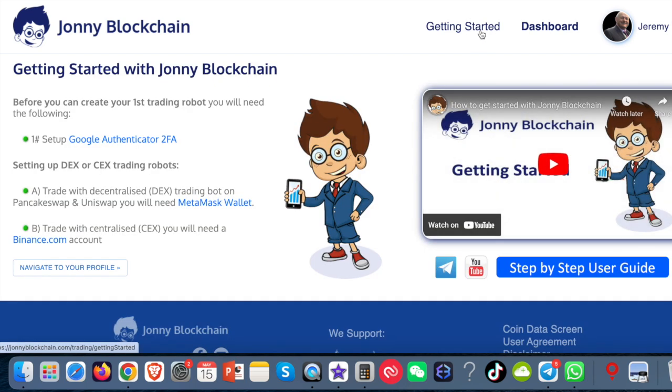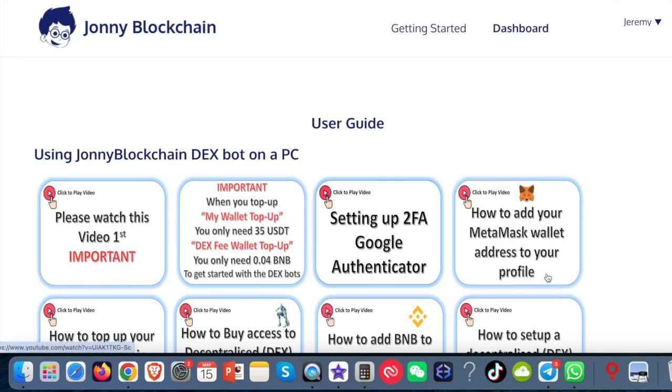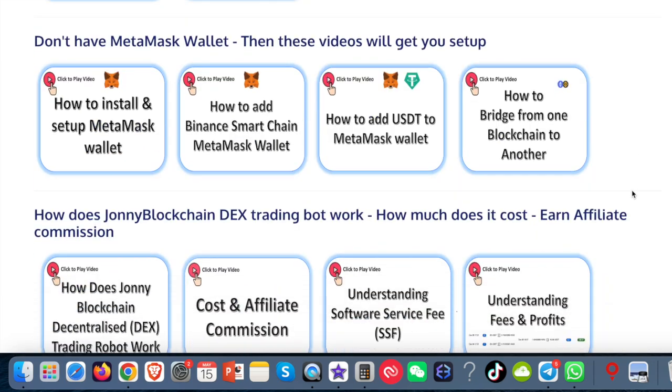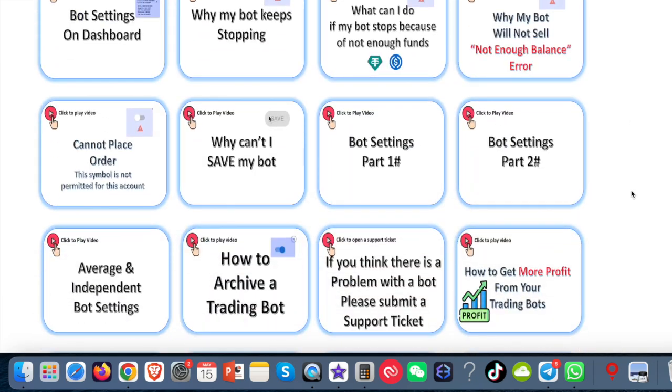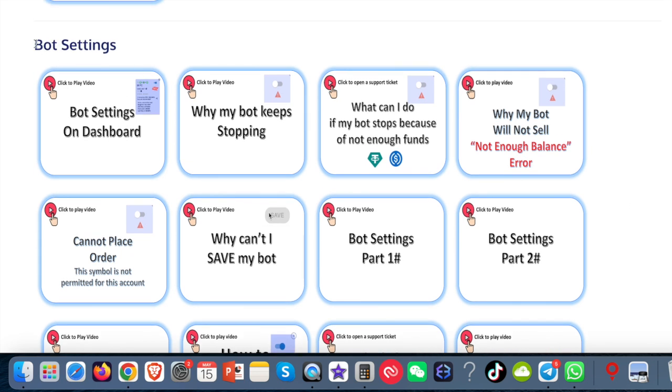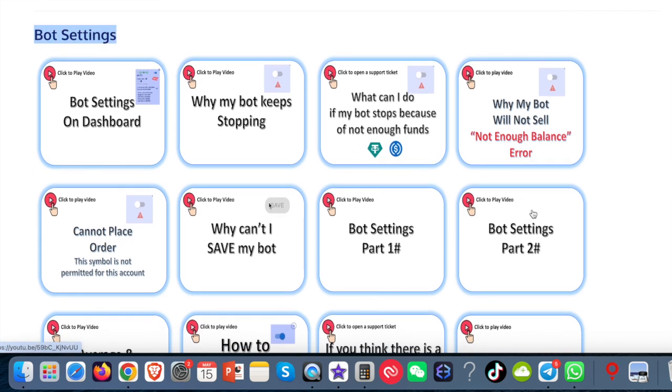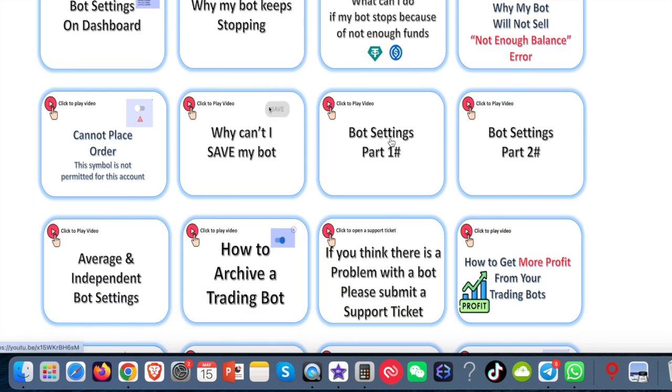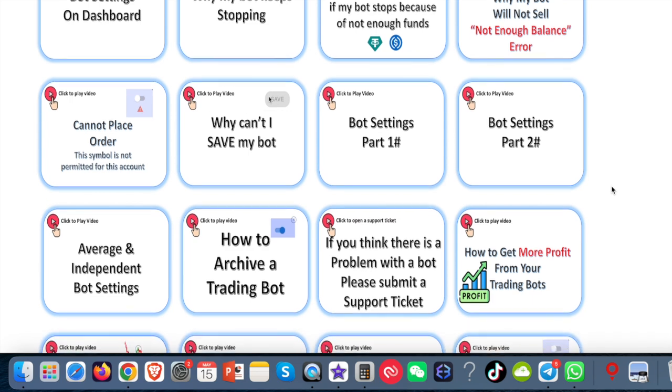So let's go over to the user guide. So you come up to the getting started, then go down to step-by-step user guide. Now, the videos I would recommend you watch is if you come all the way down to the bottom, you're looking at the bot settings. So this is once you've got your API keys and your MetaMask and all that sort of stuff already set up. These videos are definitely worth watching. These two here, bot settings 1 and 2, a must watch. I believe all of these videos are a must watch.